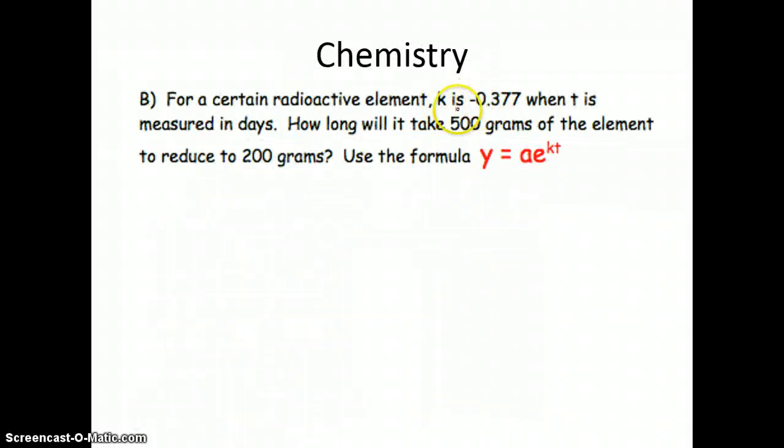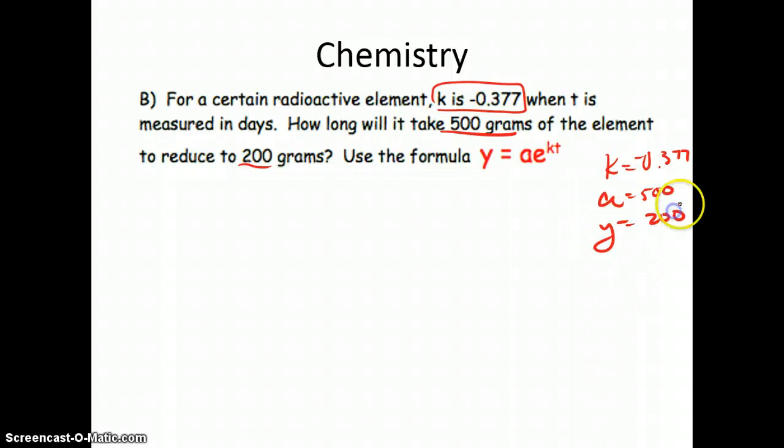It says, in chemistry, we're looking at radioactive material and it's decreasing at a certain rate. It's telling you what formula to use. And notice that they tell us the K value. So I always write out what I have. I have this K value, 500 grams. That's my initial. My final, I want to reduce it to 200, so our final is going to be 200.